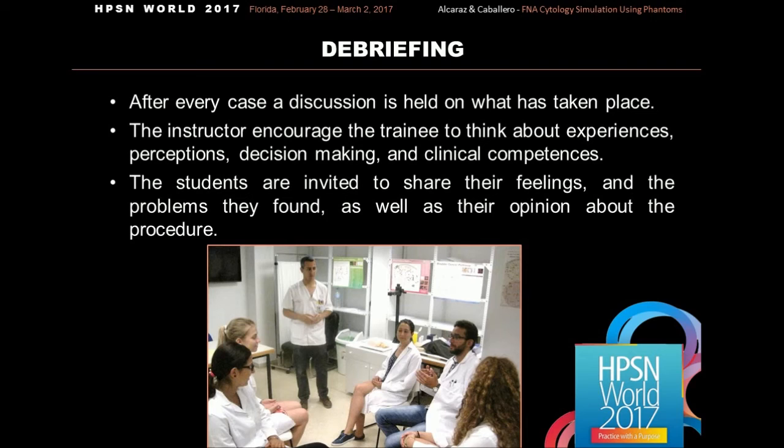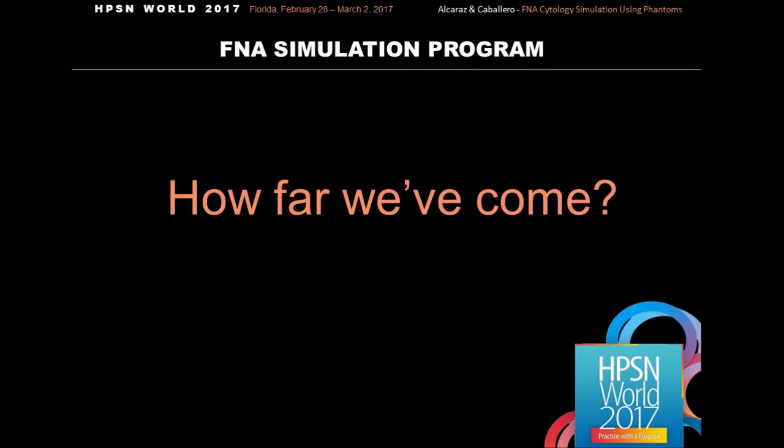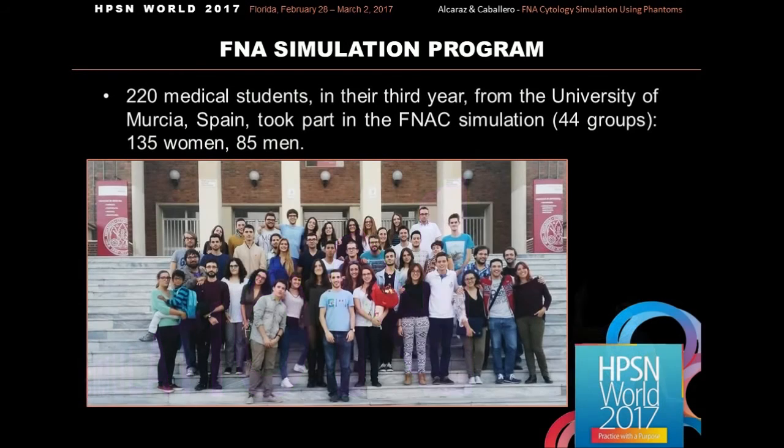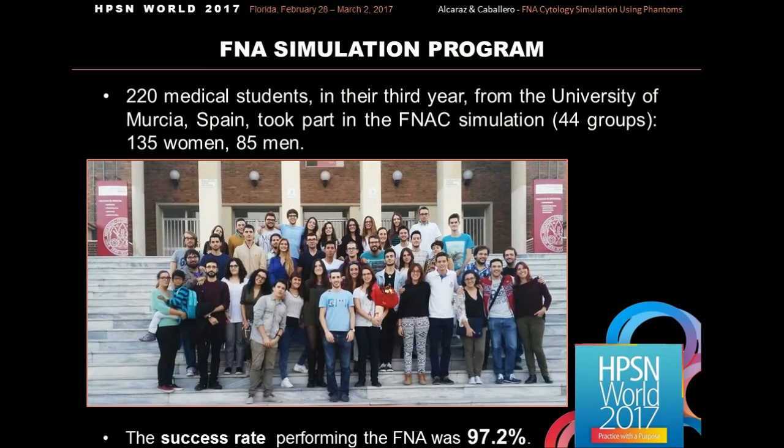Well, up to this point, we have shown you the complete procedure of the fine needle aspiration cytology with the simulators and with students. How far have we come? Well, simulation has grown significantly at our institution. A total of 220 medical students in their third year from our university took part in this project. They learned the technique with a success rate on the first attempt of 97%.